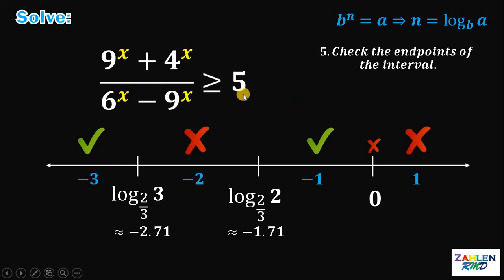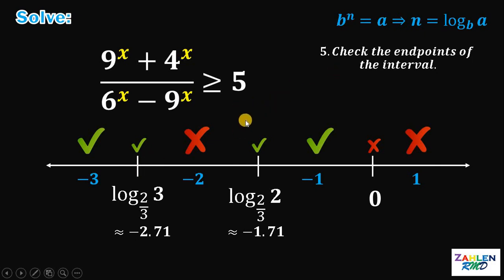Because if x equals 0, the denominator is just 1 minus 1. And 1 minus 1 is just 0. And we don't want to have 0 in the denominator because it is undefined. Now, how about the two endpoints? If we substitute those values for x and then evaluate, we get that logarithm of 2 to the base of 2 over 3 is okay, and logarithm of 3 to the base of 2 over 3 is also okay. Now, we're done with step number 5.